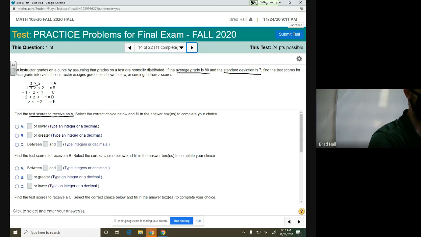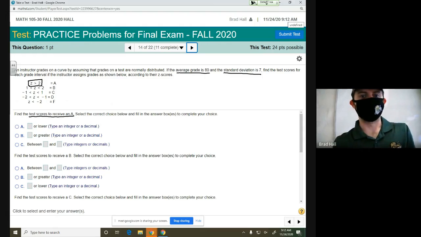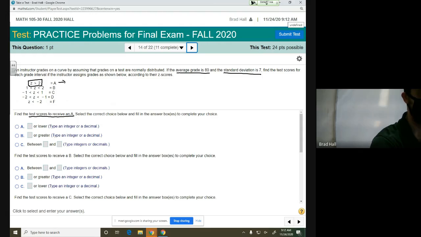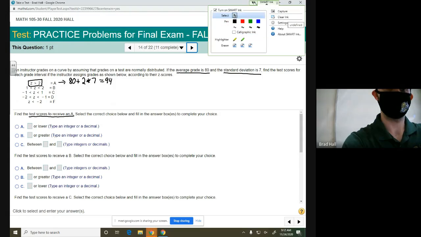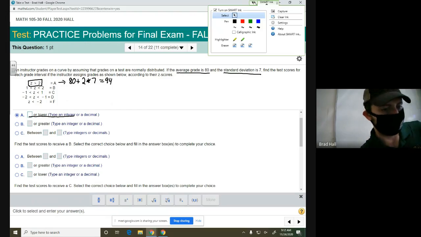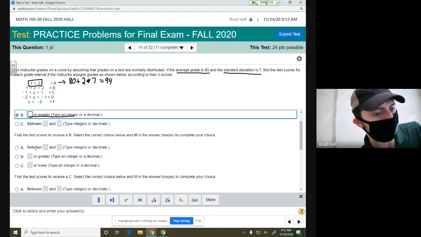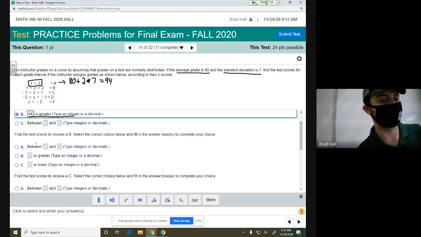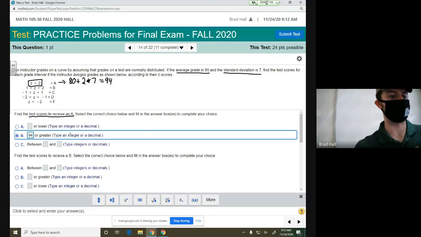So to get an A, you need a z-score of greater than 2, which means that you need to add 2 standard deviations to your average. In other words, your average is 80, and you need to add 2 standard deviations to your mean. And that seems to be 94. So this is what the problem should have looked like. To get an A, you need a 94 or greater, not or lower, or in between. Just need a 94 or greater for an A.